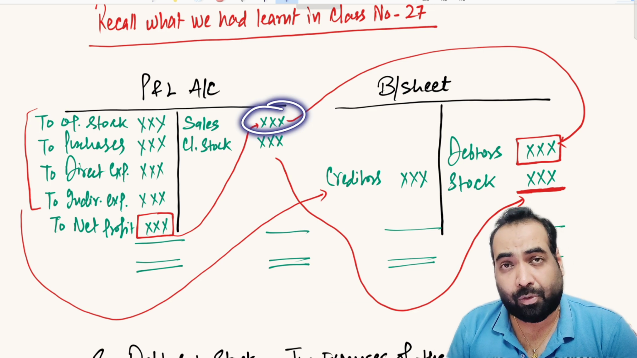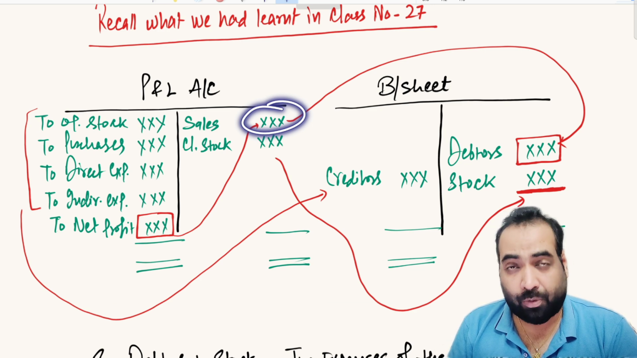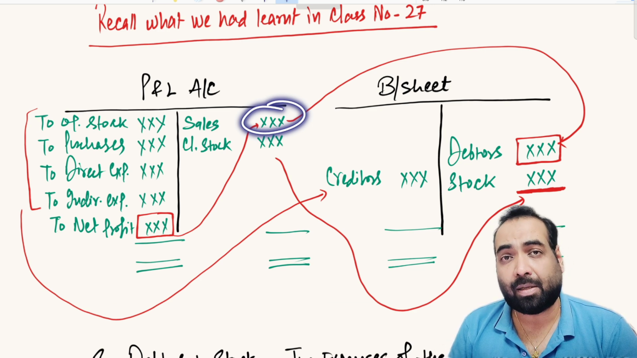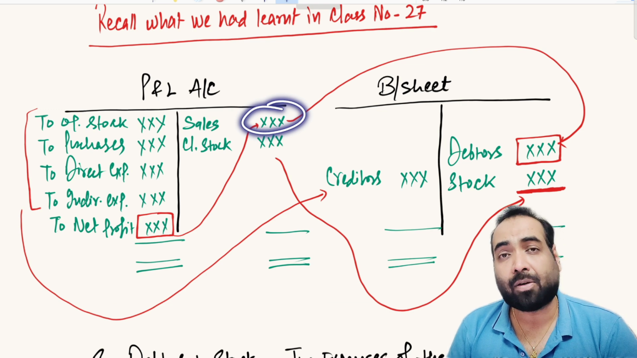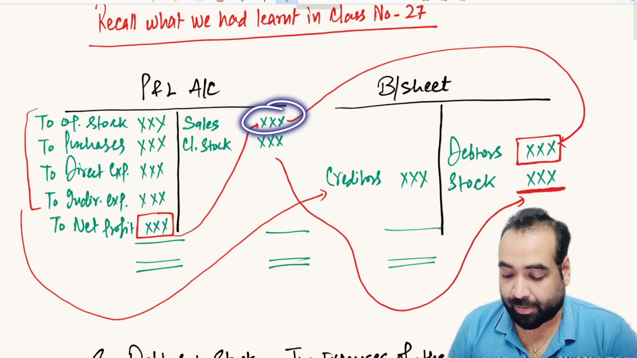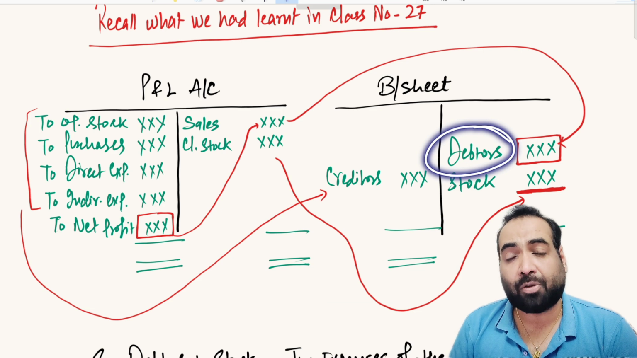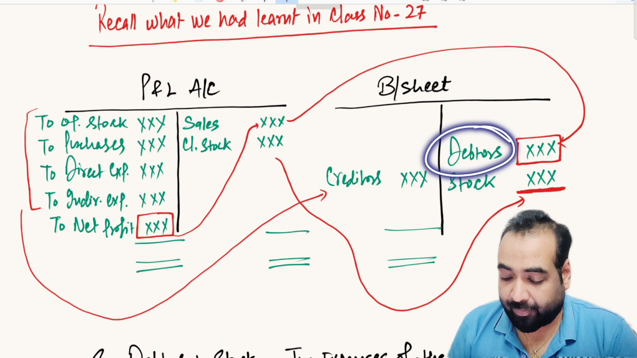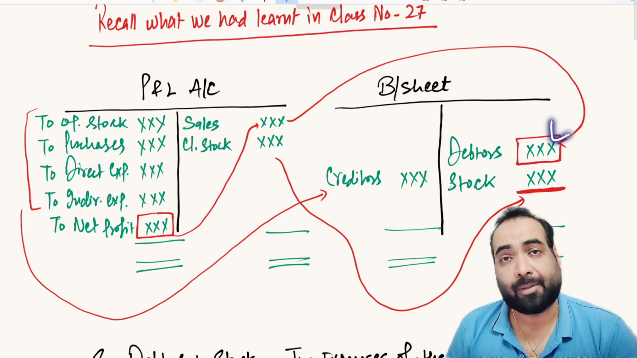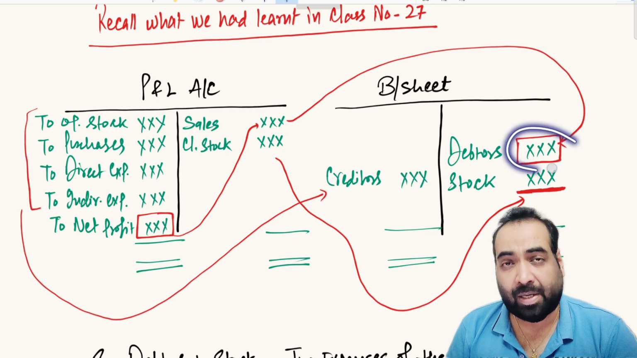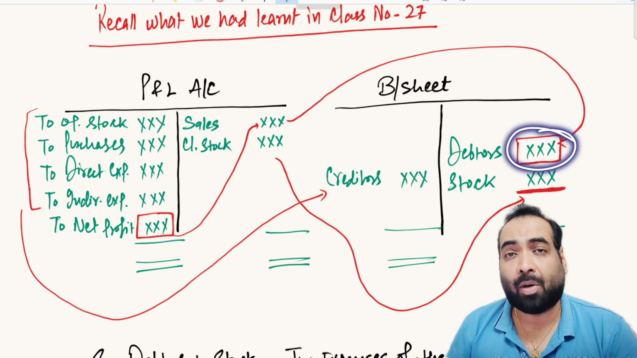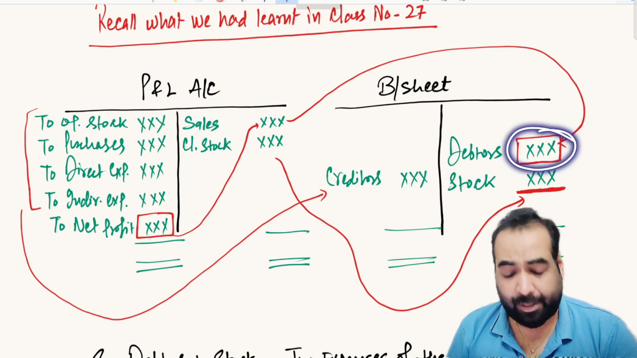The sales you have done to your customer, you need to recover the amount from them. If you have not recovered the amount from them, then these are called debtors. Whatever sales amount you have not recovered from them reflects as debtors in the balance sheet, right? So these debtors represent the unrealized amount on your sales, right?